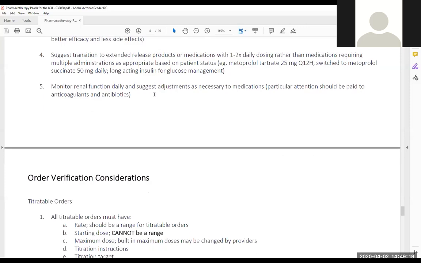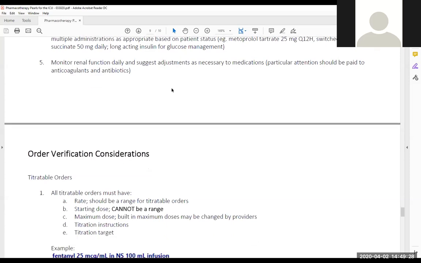Transitioning to extended release products as long as the patient is able to take it enterally. These products shouldn't be crushed, so that's another great recommendation we can make. And then monitoring renal function daily because these patients will have rapid swings, especially if they progress deeper and deeper into their ARDS and their hemodynamic shock.